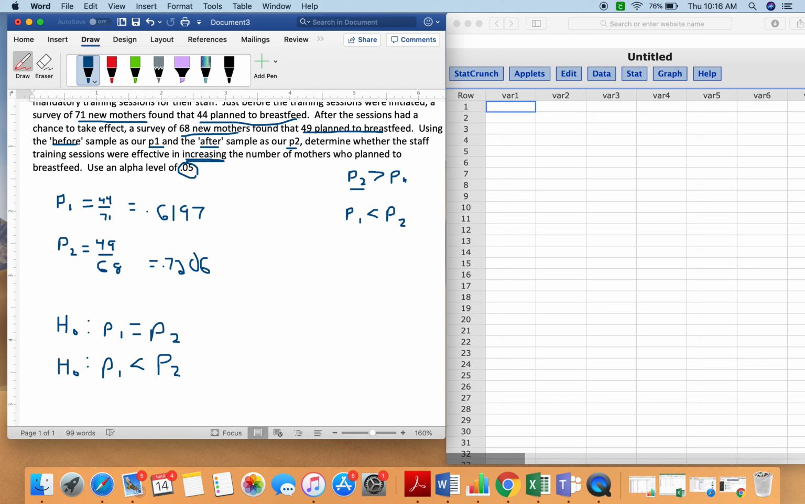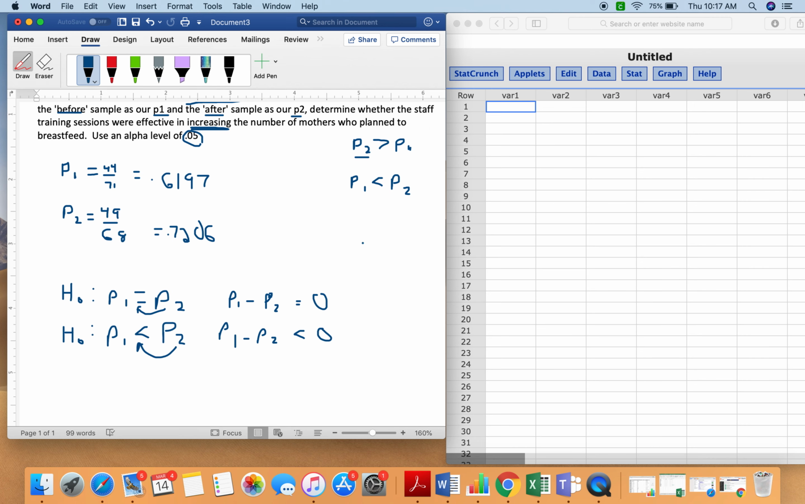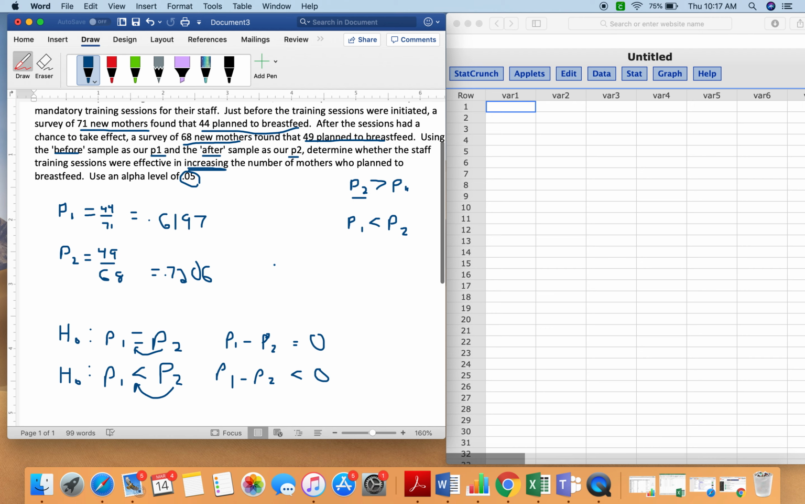Writing this the way it'll go in StatCrunch, we just need to subtract the P2 over. So P1 minus P2 equals 0. All we did was subtract this P2 and put it over here. And then P1 minus P2 less than 0. Again, we just subtracted this P2 over here. So this is what we're looking for to put into StatCrunch.